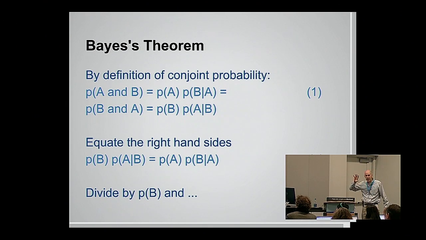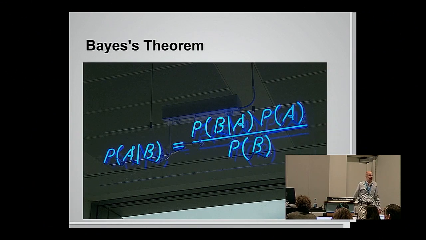And now this is the highest mathematics we're going to do today. I'm going to divide both sides by the probability of B. And the result is Bayes' theorem. Okay? So congratulations, we just proved Bayes' theorem.